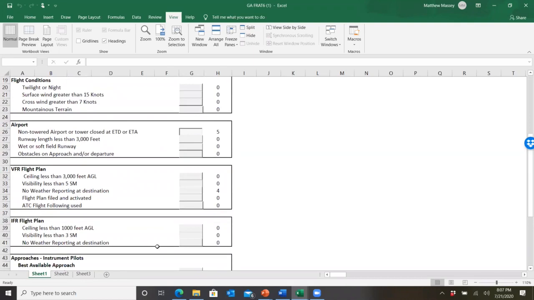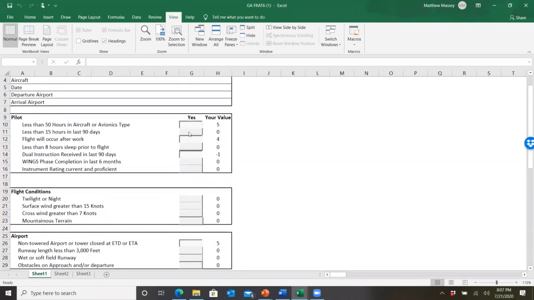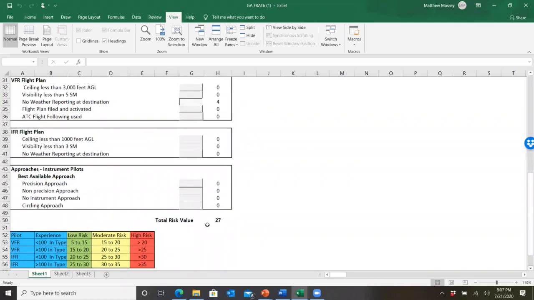And let's see. Actually, let's say we didn't get our 8-hour sleep. And maybe we are flying at night. Okay, so you can see where these values are adding up. If we scroll to the bottom, it's going to give us our total risk value of 27. So that's pretty high. And if we look here at this box on rows 52 to 56, we can see VFR, let's say we have less than 100 hours in the Cessna 172, we've got a 27. So all of a sudden we have a high risk flight.